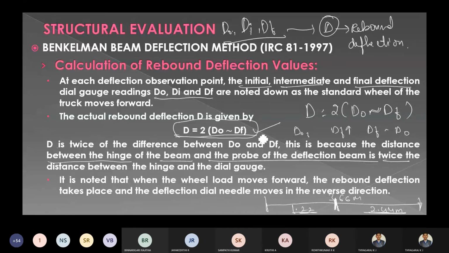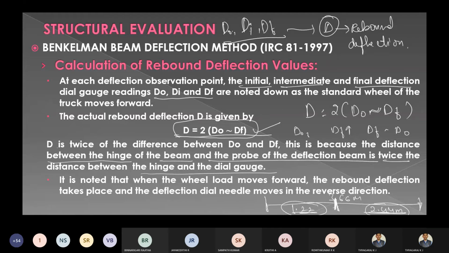That's why the deflection is twice of D naught minus df. The distance between the hinge and the probe end is twice the distance between hinge and dial gauge. This is the hinge and this is the dial gauge. So it is twice of the distance between hinge and dial gauge. That's why the deflection value we are going to consider as twice of D naught minus df. Since it is twice, we are going to consider 2 times. If it is only 1, then D is equal to D naught minus df.